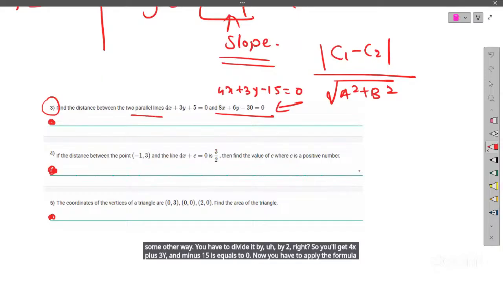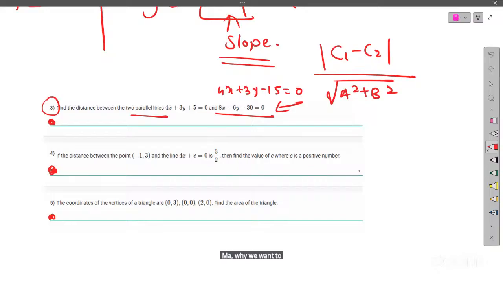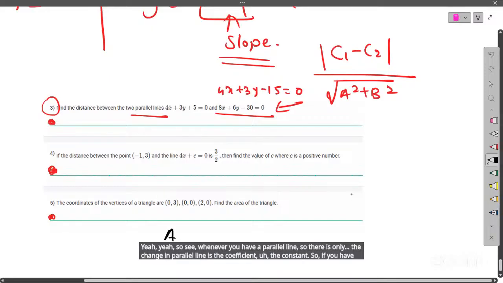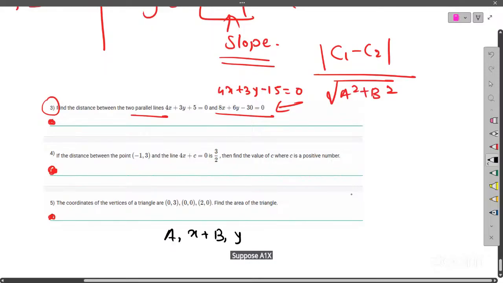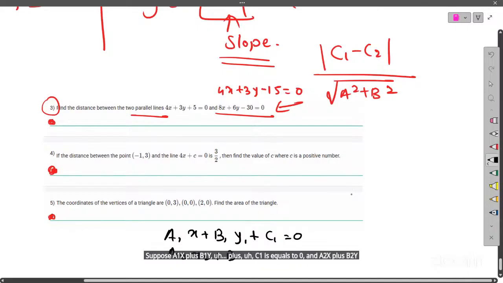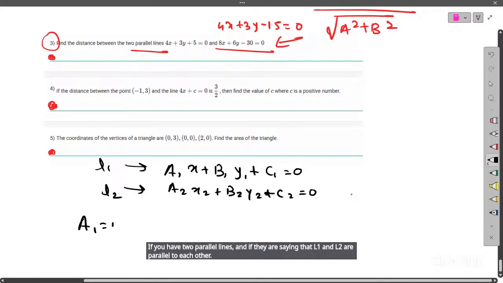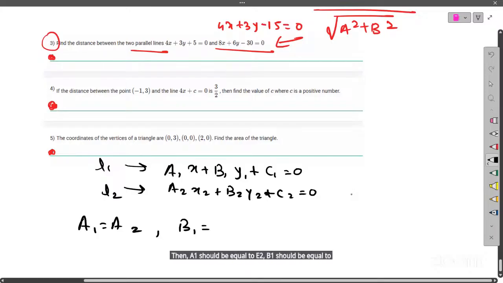Ma'am, why do we want to divide it by 2? That's my question. So see, whenever you have parallel lines, the only change is in the constant. If you have two parallel lines, a1x plus b1y plus c1 is equal to 0 and a2x plus b2y plus c2 is equal to 0, and they say L1 and L2 are parallel, then a1 should be equal to a2, b1 should be equal to b2. The only change is in C.